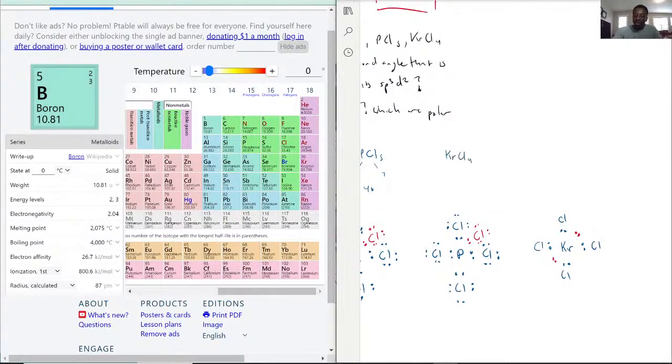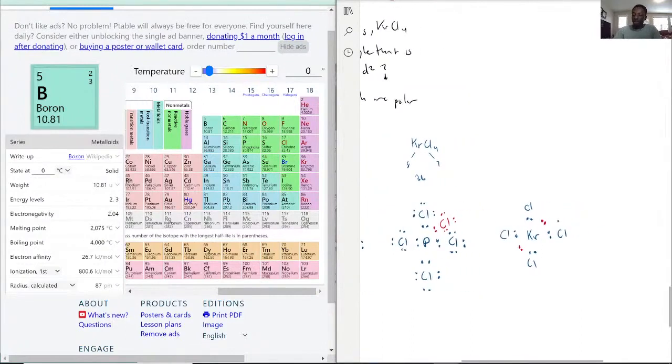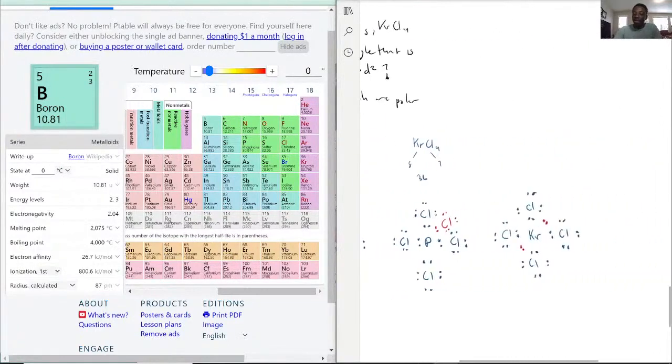KrCl4, it's 8 being donated because it's on the 18th column. Chlorine is still 7 times 4. So 7 times 4 plus 8, we have 36 we need to account for. So with that being said, each chlorine has 1 of its 7 electrons being shared. So now it's 2, 3, 4, 5, 6, 7. Same for each chlorine. 2, 3, 4, 5, 6, 7. 2, 3, 4, 5, 6, 7. Okay, so with that being said, 8 times 4 is 32, plus 4 more on the krypton, 36. So we're good there. Now for the last one, XeCl2.